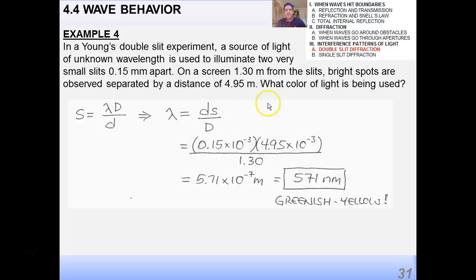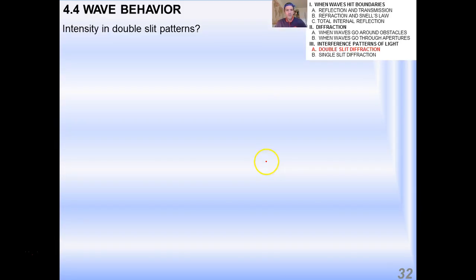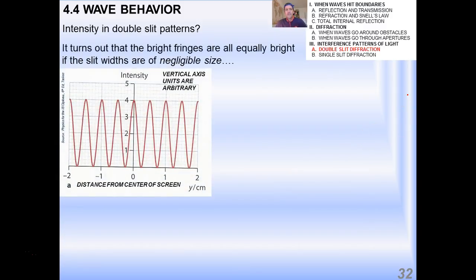This is exactly what Thomas Young did. He used this equation, and it turns out that lambda is about 570 nanometers, that meant that it's a greenish yellow light, or a greenish yellow coherent monochromatic source. Pretty cool stuff. Okay. Now let's talk a little bit about the intensity of light in double slit patterns.